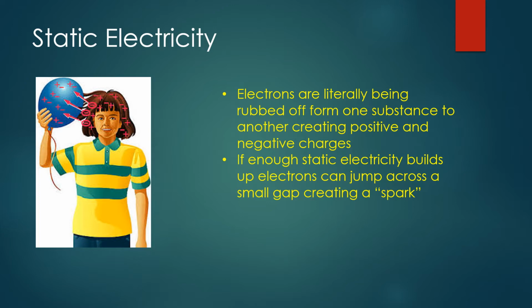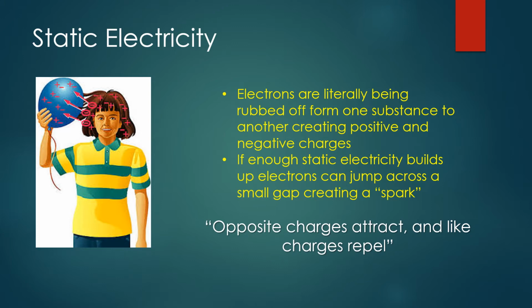Another example is if you've ever dried blankets in the dryer. The blankets are tumbling around, creating friction, and they're going to get some static electricity. If you shake that blanket out, you can actually hear the sizzle of that static electricity, of those electrons jumping. Opposite charges attract and like charges repel, so in all of those examples you have a negative and a positive charge being attracted to each other.